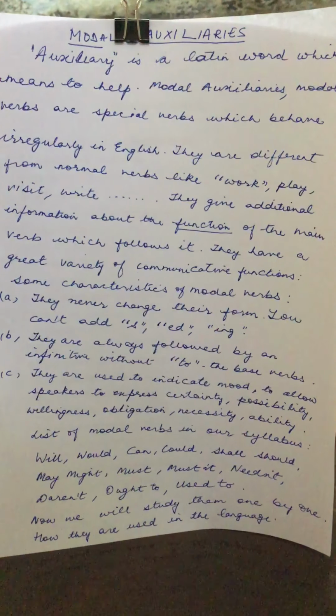word auxiliary, which is a Latin word meaning to help, helping verb. So modal auxiliaries or modal verbs are special verbs which behave irregularly in English. They are called helping verbs because they precede the main verb and contribute something to the meaning of the main verb. They are different from the normal verbs like you are used to.